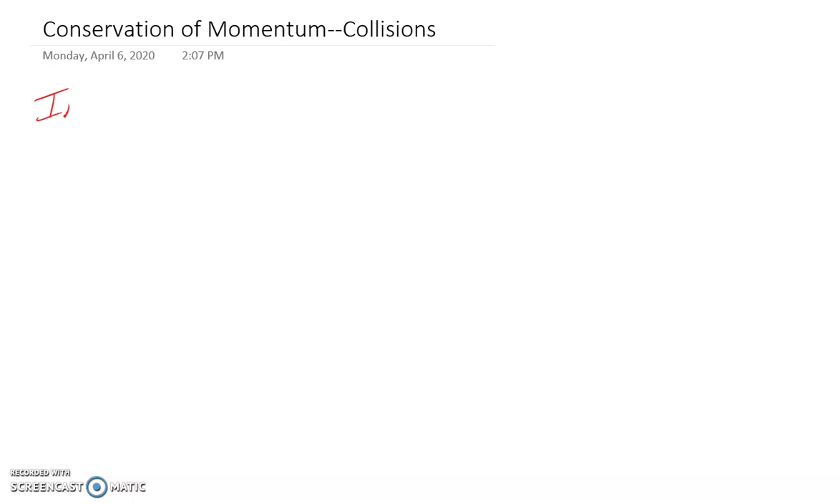So we're going to start here with inelastic collisions. Inelastic collisions are when things collide and stick together. So you can imagine two cars get in a T-bone accident and they stick together and slide after they hit. Could be a football player tackles another football player. That's an inelastic collision. They stick together.